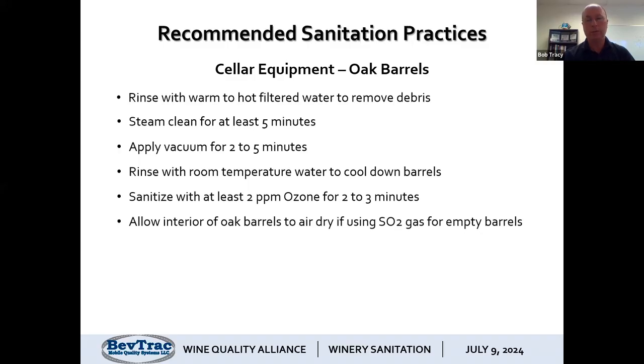Allow the interior of oak barrels to air dry if using SO2 gas for empty barrels. After you steam clean them, you want to let them air dry if you're going to use SO2 gas to store them. Because if you leave them wet, the SO2 gas reacts with water to form sulfuric acid. And when sulfuric acid is formed, it actually creates kind of a varnish smell inside the barrels. So it's very important to let them dry if you're going to use SO2 gas.